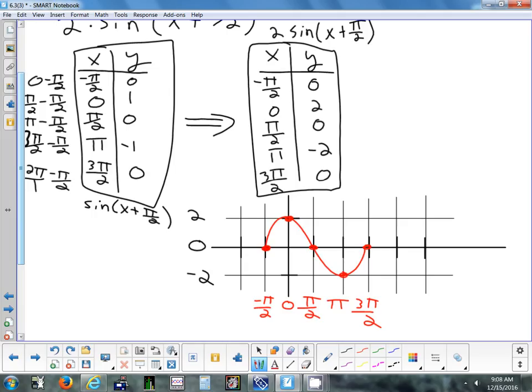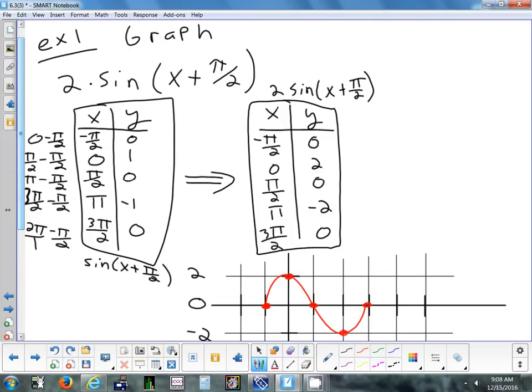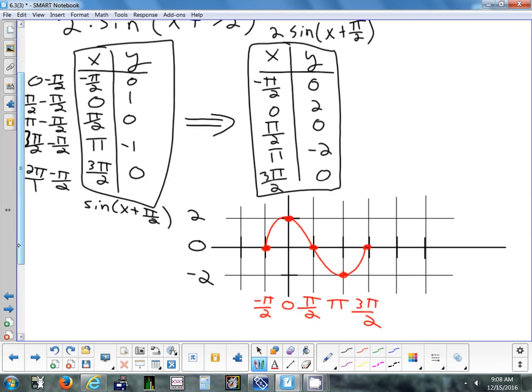Yes, it is. The length of the period is from negative pi over 2 to 3 pi over 2. How long is that interval? It's 90 from just here to here. That's 90. It is 360 or 2 pi radians. We didn't do anything to change the period in this problem. The period of that graph is the original period because it wasn't stretched or compressed horizontally. Any questions on that?